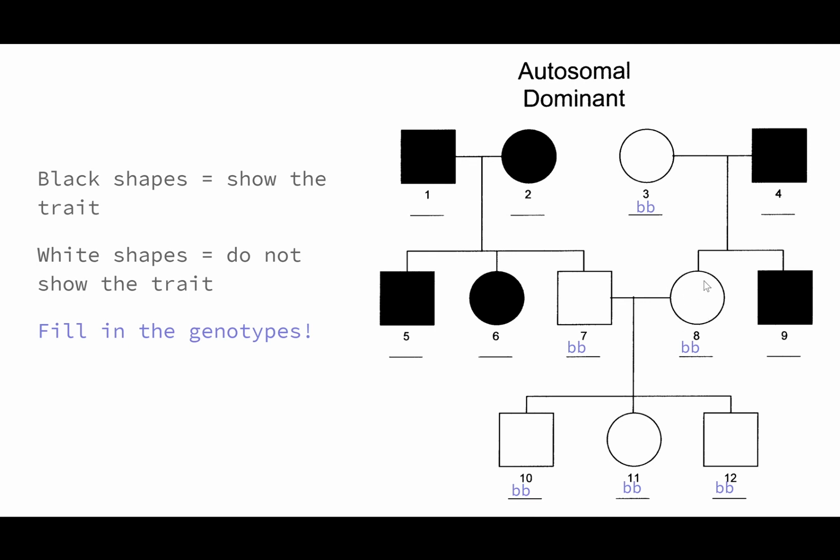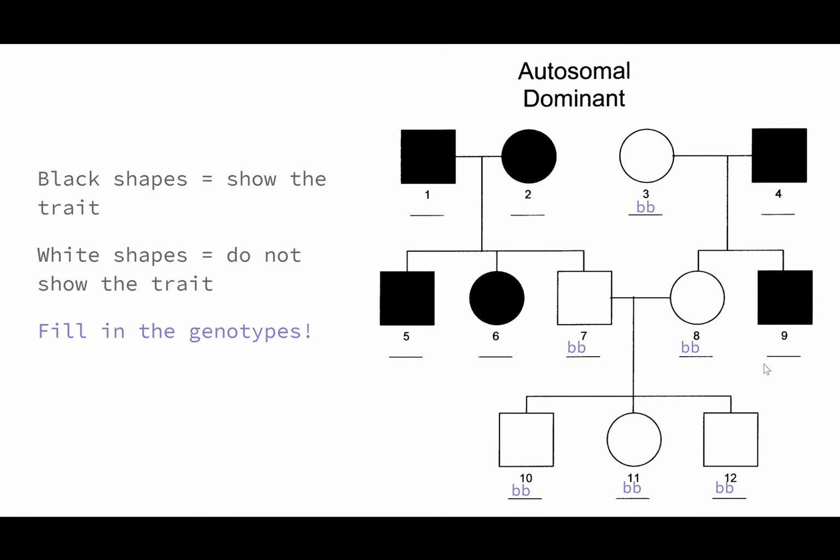Okay, and so if we think about it, this offspring, individual 8, has little b. So it's going to get a little b from individual 3, the mother, and it's going to have to get another little b from individual 4, who's the father. And so individual 4 is going to have at least one little b, but it's showing the dominant trait. And so it's going to have to be heterozygous.